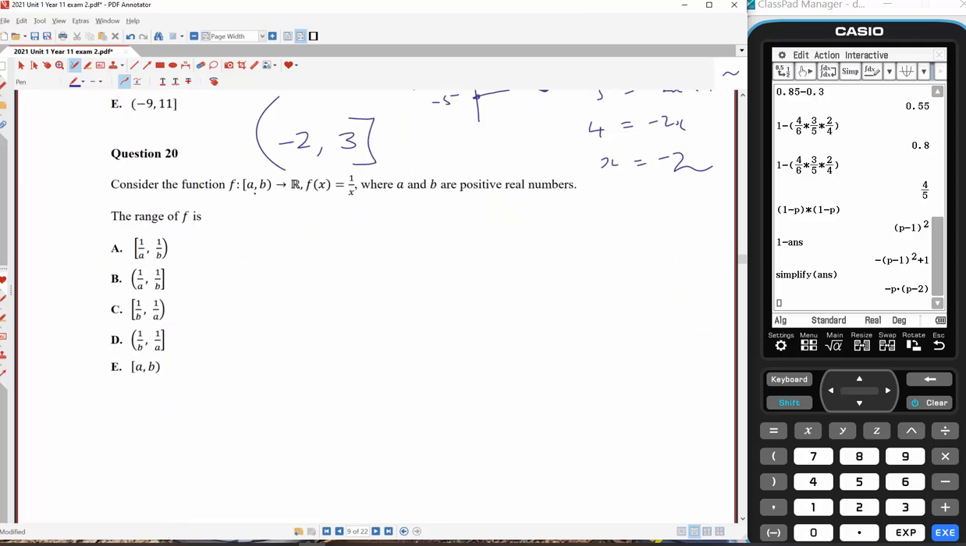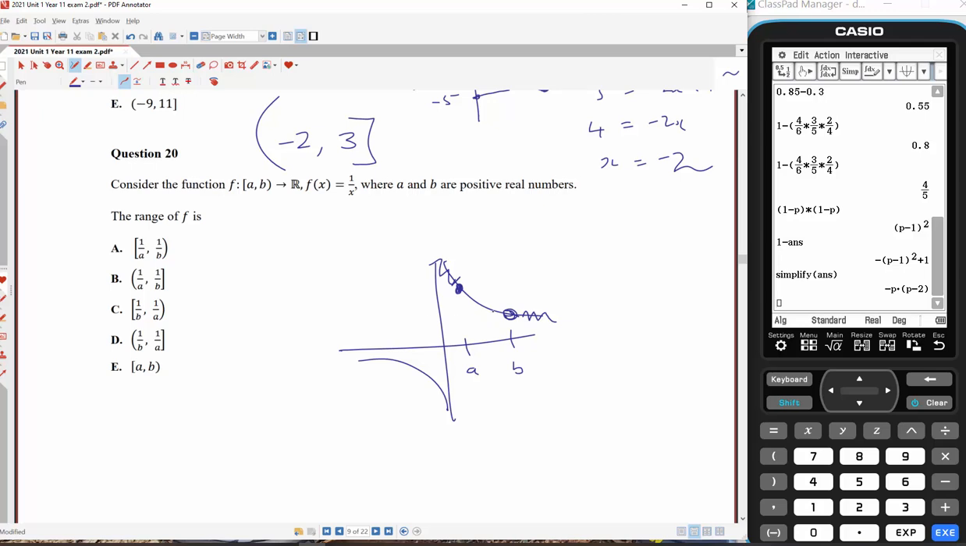Okay, consider the function that. So 1 on x looks like that. That's a hyperbola. a and b are positive real numbers, and a is smaller than b. So this is a, this is b. Okay, this value is included. This value is excluded.